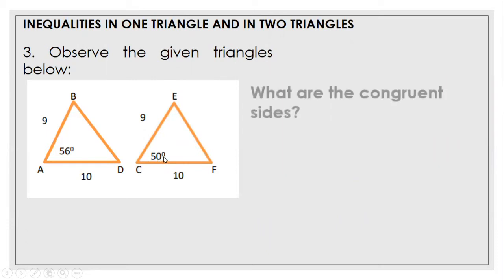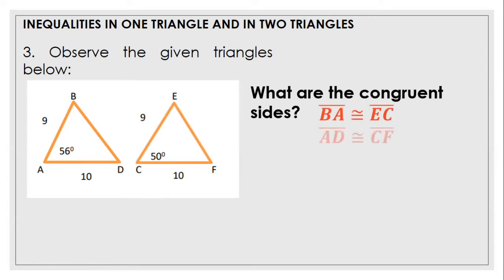So here is the question. What are the congruent sides? So ano daw po yung congruent side? So we have segment BA is congruent to segment EC because they have the same measure. Another side na congruent, segment AD is congruent to segment CF. Okay, because they have the same measure.